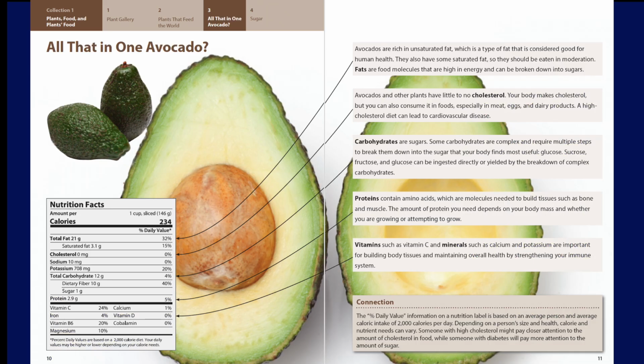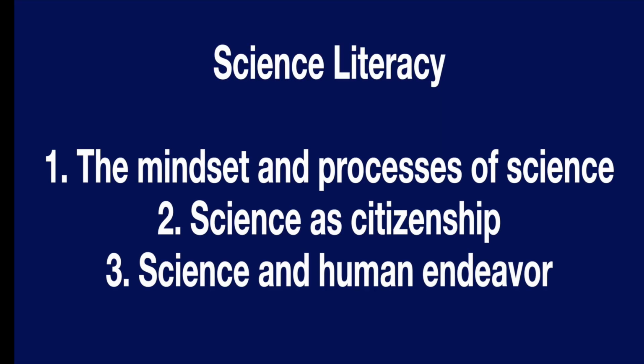What is science literacy? Core Knowledge Foundation sees science literacy as composed of three basic and fundamental ideas. One, that students should know the mindset and the processes of science. Secondly, that scientific knowledge is part of citizenship within a community. And third, that scientific knowledge is part of a broader human endeavor that incorporates the arts, writing, poetry, and all of these things make up science literacy.